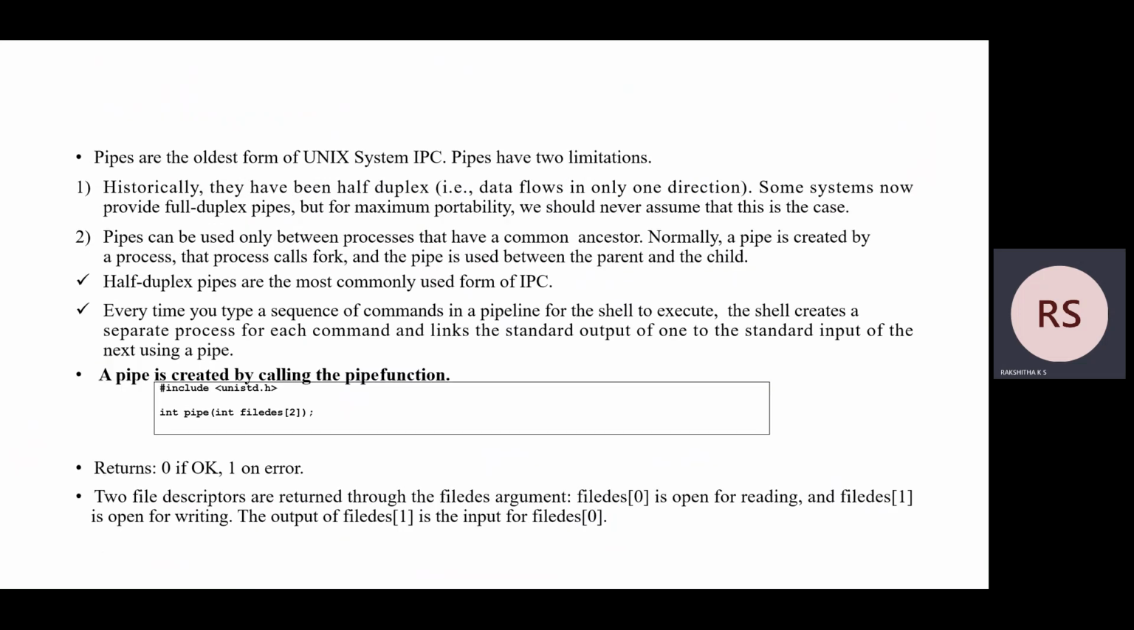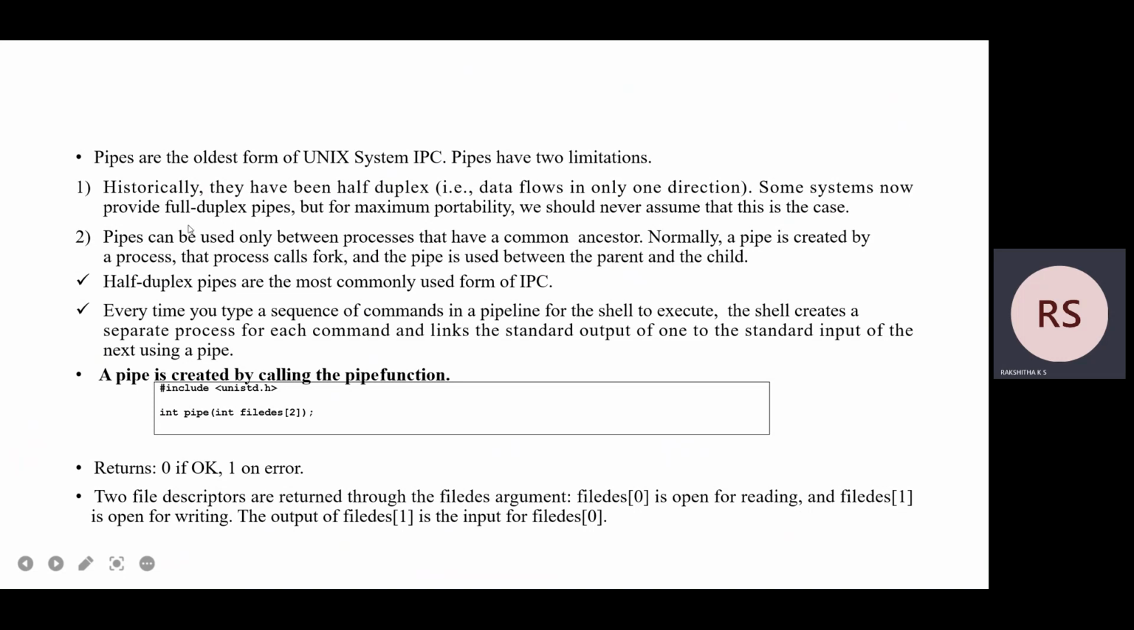So what do we mean by pipes? Pipes are the oldest form of IPC in the Unix operating system. Pipes have two limitations. Historically, they have been half duplex, that is, data flows in only one direction. We call this half duplex mode.